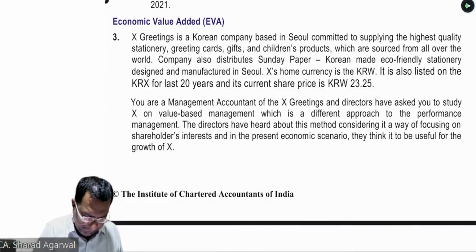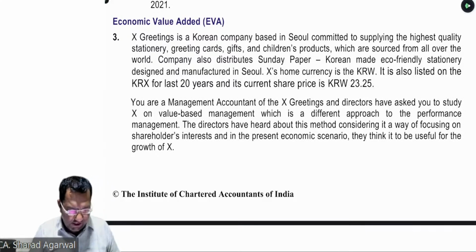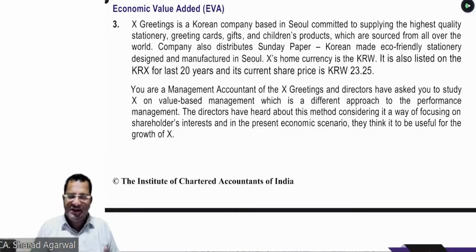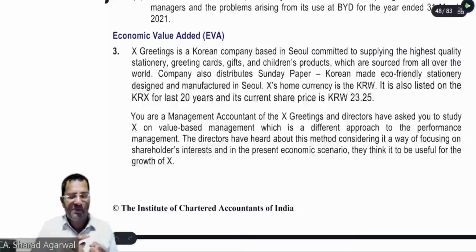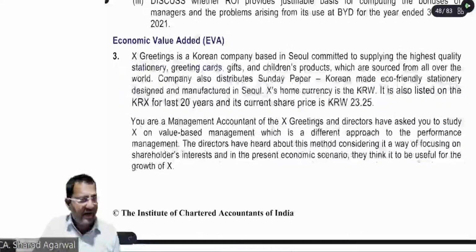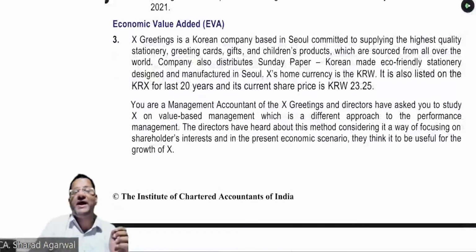ओके, चलिए बेटा। So now let's start question number 3. Again the same pattern, we will read out the question combinedly, and then after some time I will give you this question to solve on your own. Okay, the last question of financial model, we have completed ROI, we have completed RI, and just about to complete the economic value added through this question number 3.